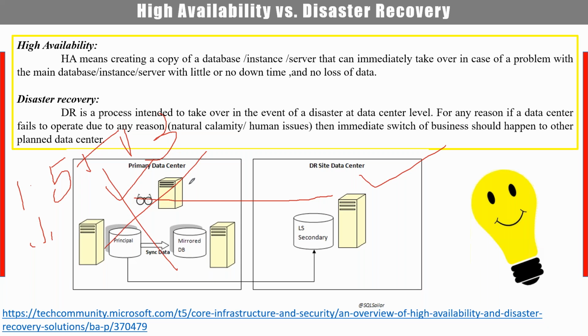So in those cases, you can configure one more server, a couple of servers, in the DR sites, disaster recovery sites. Okay, see, disaster recovery. DR is the process intended to take over in the event of a disaster at the data center level. Getting my point, online people? So if something happened to your entire data center, oh no worries, we have one more copy.